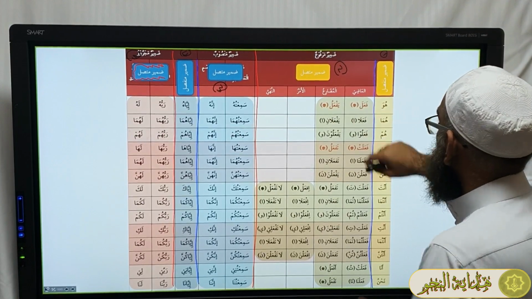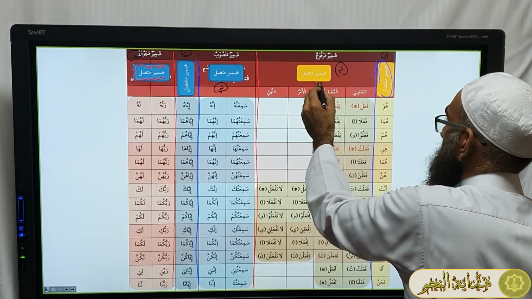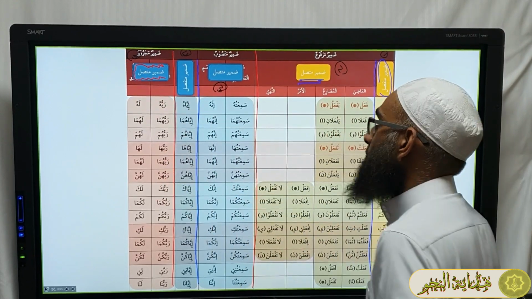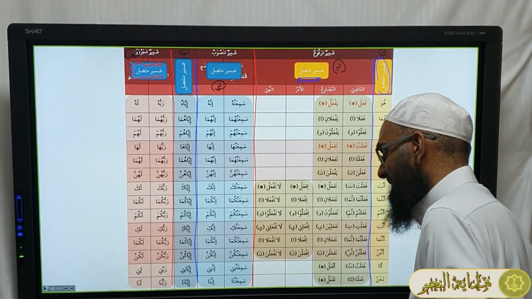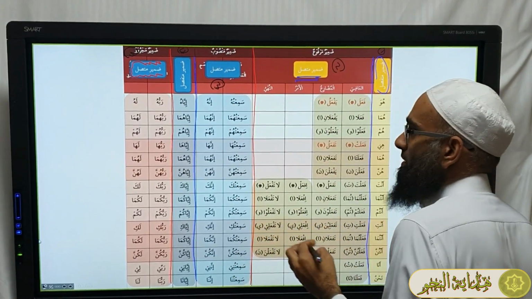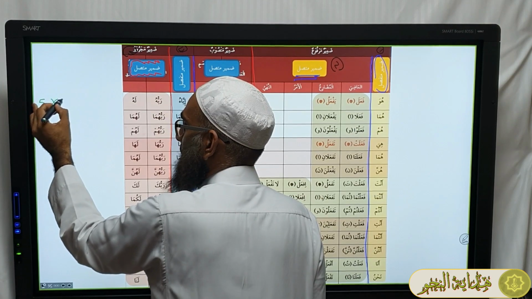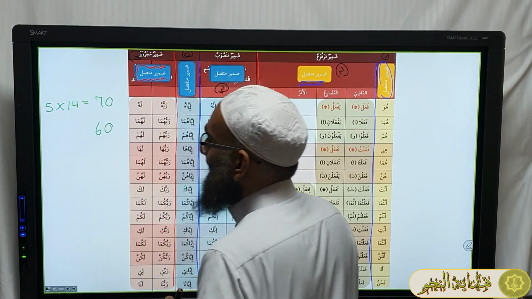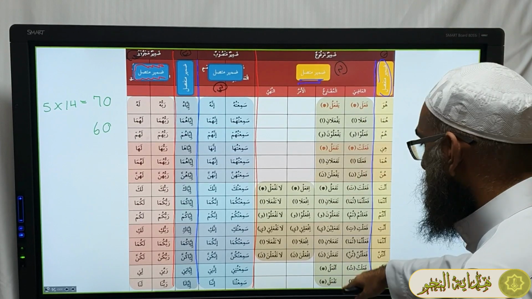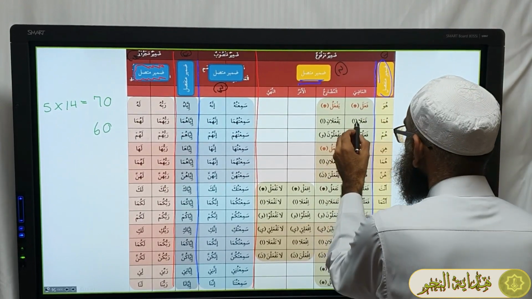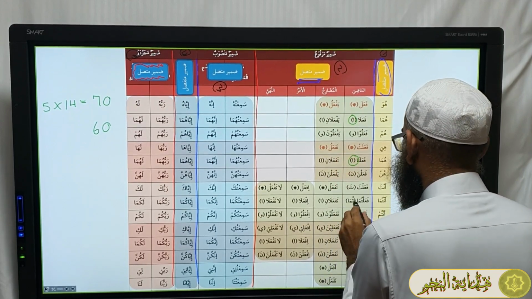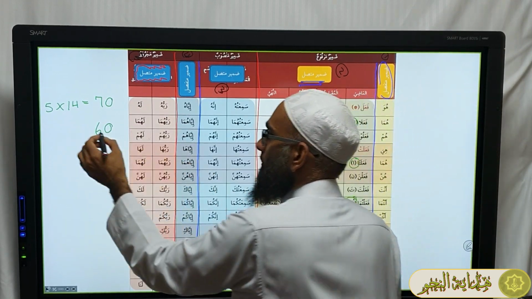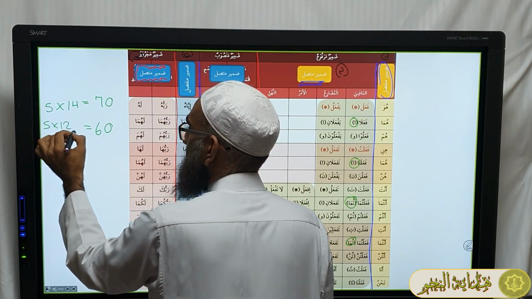Zamir marfu' muttasil, zamir marfu' munfasil, zamir mansub muttasil, zamir mansub munfasil, and zamir majrur muttasil. So you see, all together, there are 60. So we need to make sure I get the maths correctly. I might embarrass myself in my maths here. So we have 5 times 14 is equal to 70. But he said there's 60. The reason is, there are 70 that we read, but there's 60 because if you look at it here, alif is the same. Tuma is the same. So this is not 14, it's actually 12. So now if you do 5 times 12, it becomes 60.